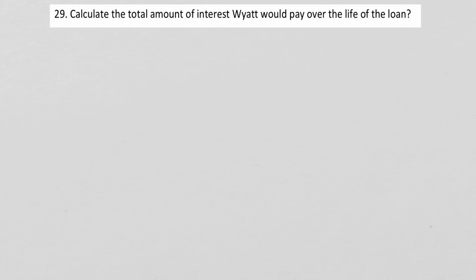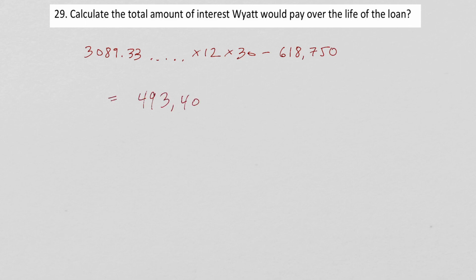Number 29 says calculate the amount of interest. So we're going to take that amount that we got from the previous problem, 3089.33, leave all those decimals in there, multiply by 12 months per year for 30 years, and then subtract out. That's how much you're paying back. We're going to subtract out the amount that we borrowed, and we're going to get $493,407.91. So that's the total interest we pay back over the life of this loan.